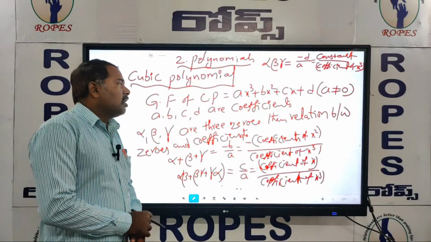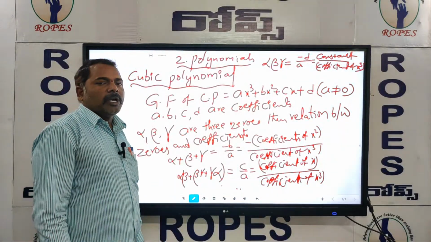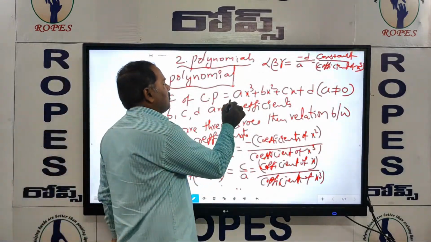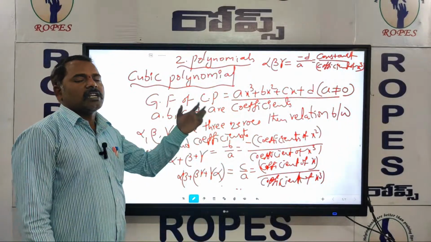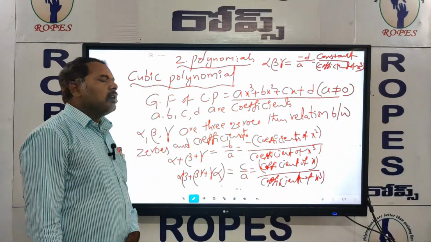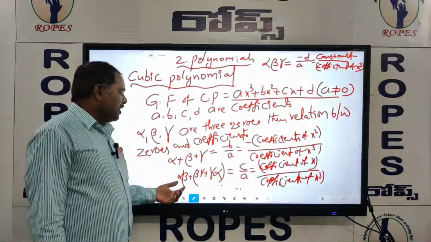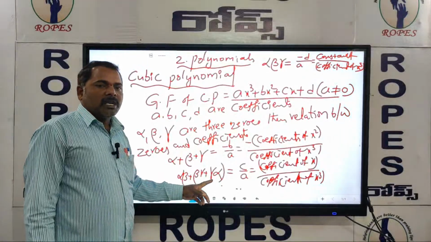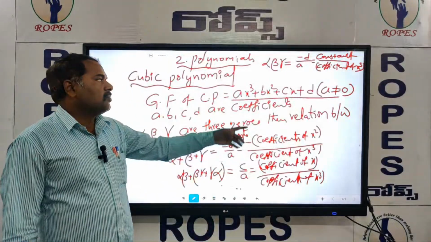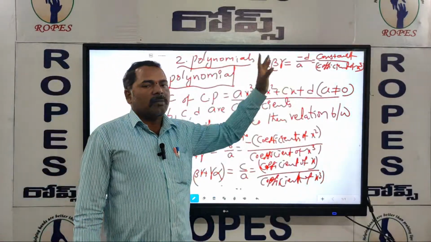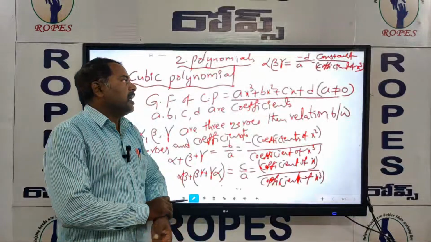And another one, cubic polynomial. In cubic polynomial, the general form is ax cube plus bx square plus cx plus d is equal to 0, where a is not equal to 0. And alpha beta plus beta gamma plus gamma alpha is equal to c by a, and the product of zeros, alpha into beta into gamma, is equal to minus d by a.